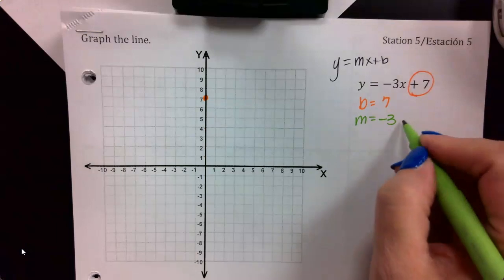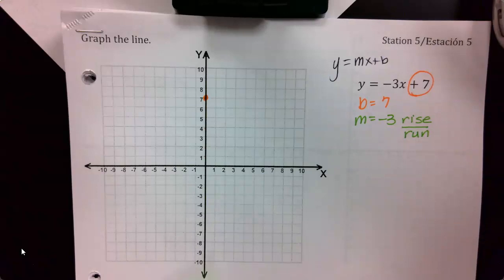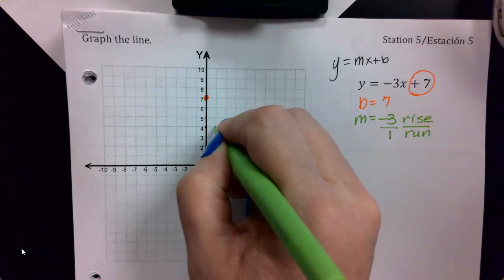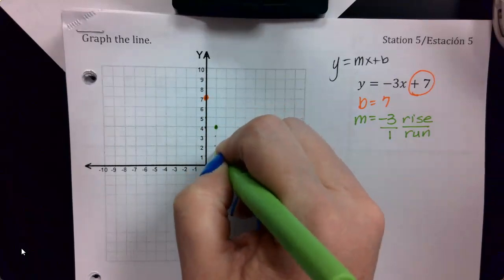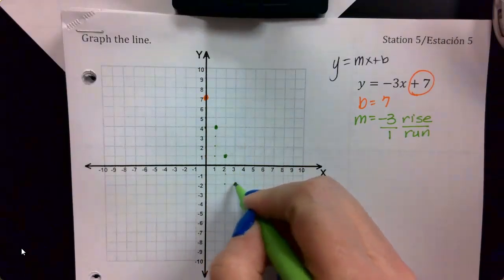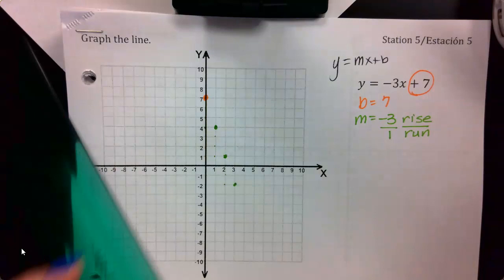But remember, slope is rise over run. So I have my rise as -3, but my run is 1. So from this point I'm going to go down 3, right 1. Down 3, right 1. And connect. If you want to use a ruler, use a ruler. If you want to just freehand it, you can freehand it. I'm going to use a ruler here.